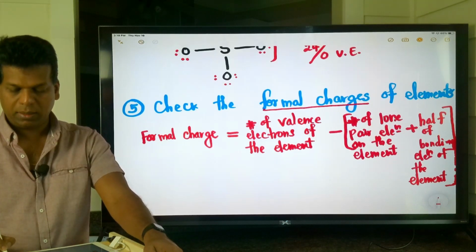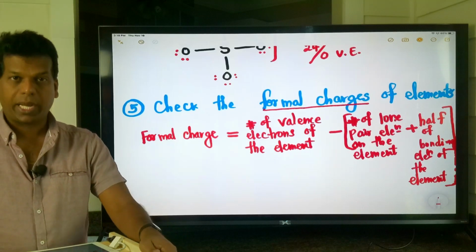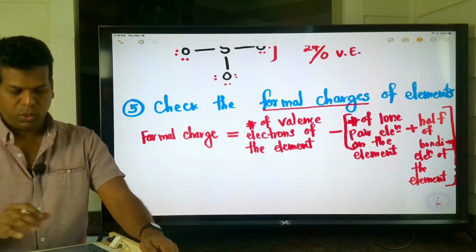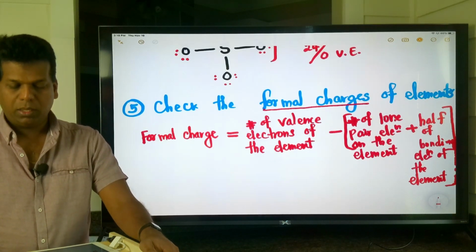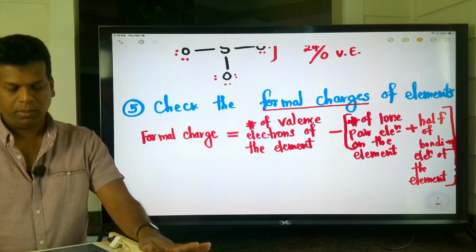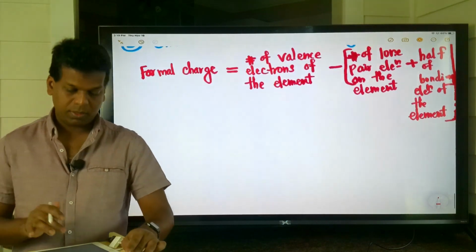I have written it positive here because I have put both within brackets. Otherwise you subtract those two. When you do an example, you will see it. Now you need to know what lone pairs are and what bonding electrons are. So I assume you understand the formula.